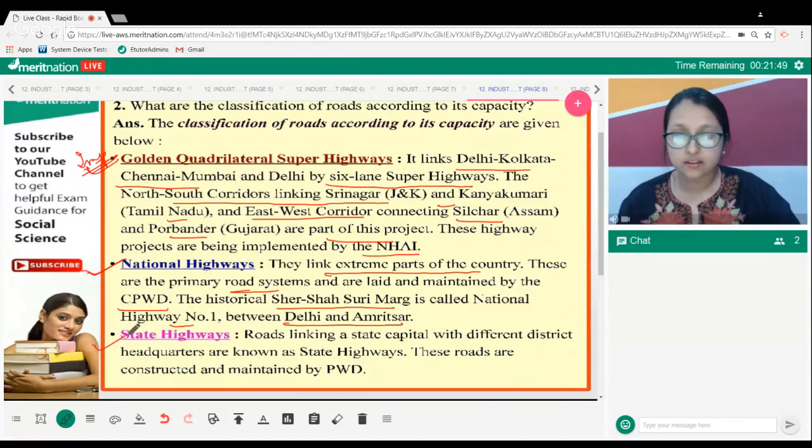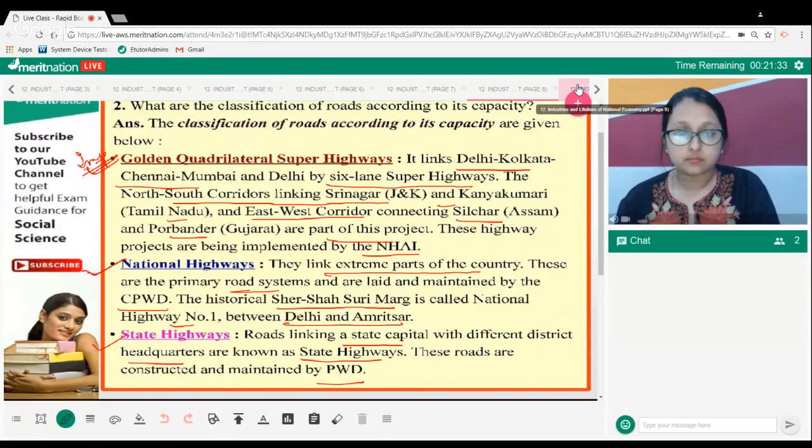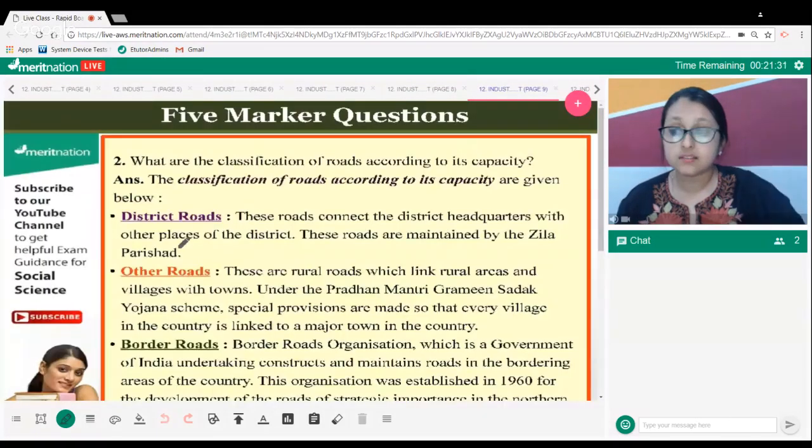Coming to your state highways, roads linking a state capital with different district headquarters are known as your state highways, and these are constructed and maintained by your PWD. Next, other types of roads are your district roads. These roads connect the district headquarters with other places of the district, and these are maintained by your Zilla Parishad.